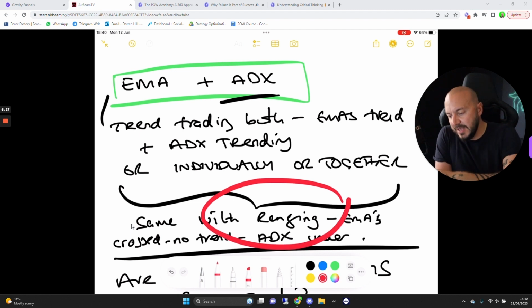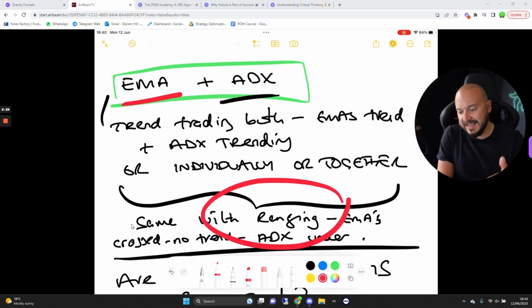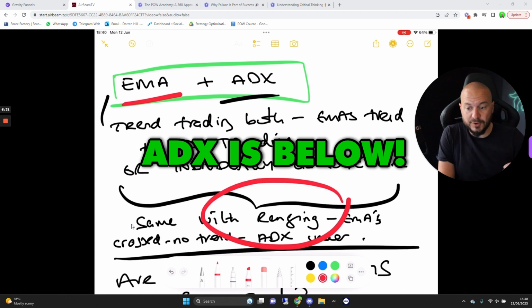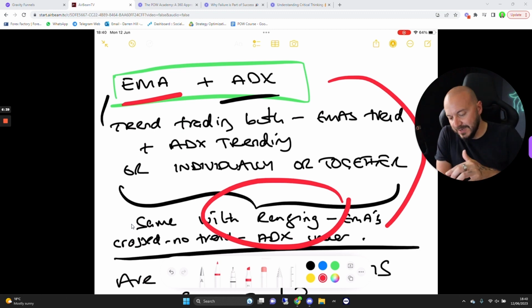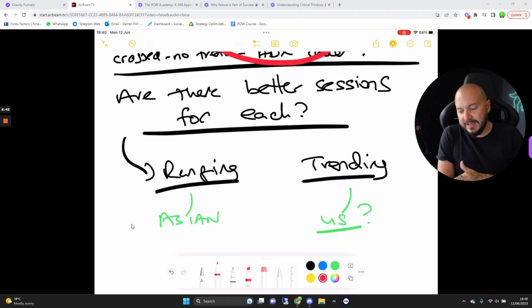We could look for EMAs that are ranging, so they're all muddled together, with an ADX that is below a threshold. So then we've got two approaches to ranging markets. Again, we could use them together or we could use them individually. Another thing to contemplate and understand as well.